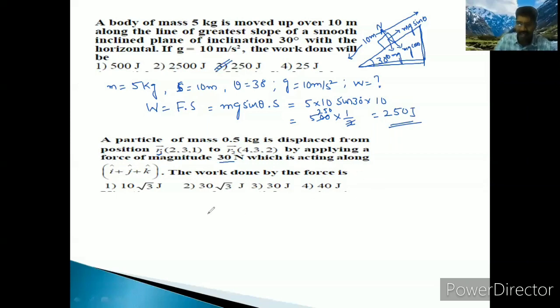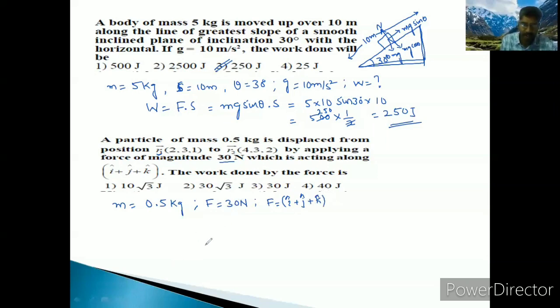Here first I will write the given data. The mass of the particle is 0.5 kg. Force is 13 newtons, and the direction vector is i cap plus j cap plus k cap.